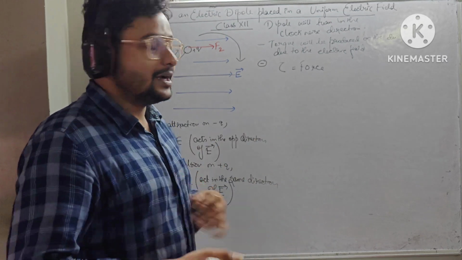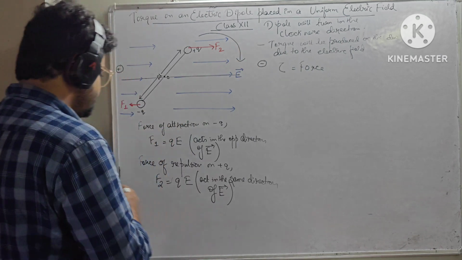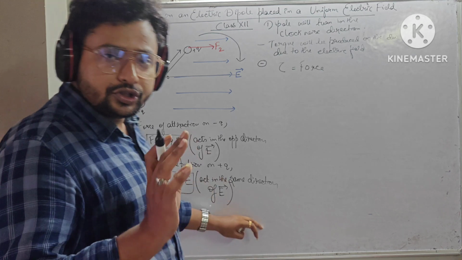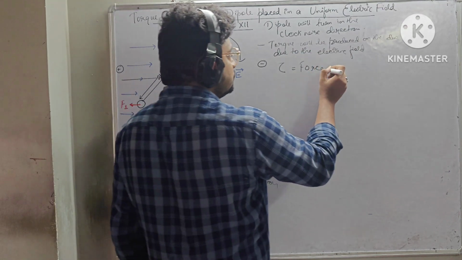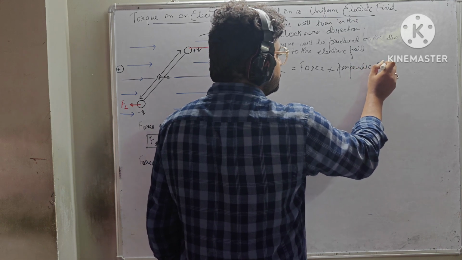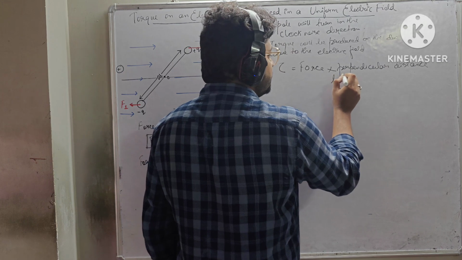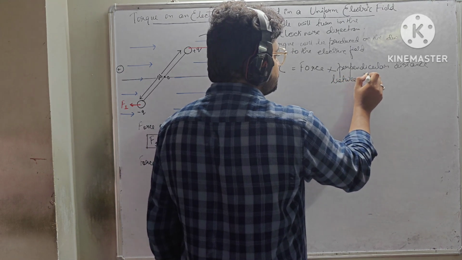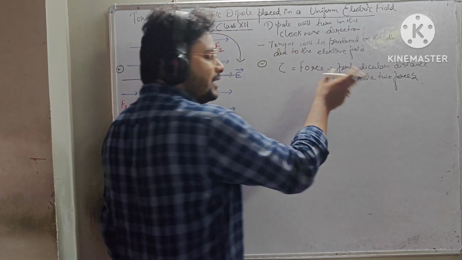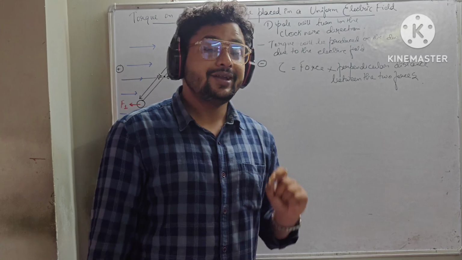So what is the formula for a couple? Any one of the forces, because both the forces are the same: F1 is QE, F2 is also equal to QE. So both the forces are the same, and the formula is either force into the perpendicular distance between the two forces. That is the formula for a couple.